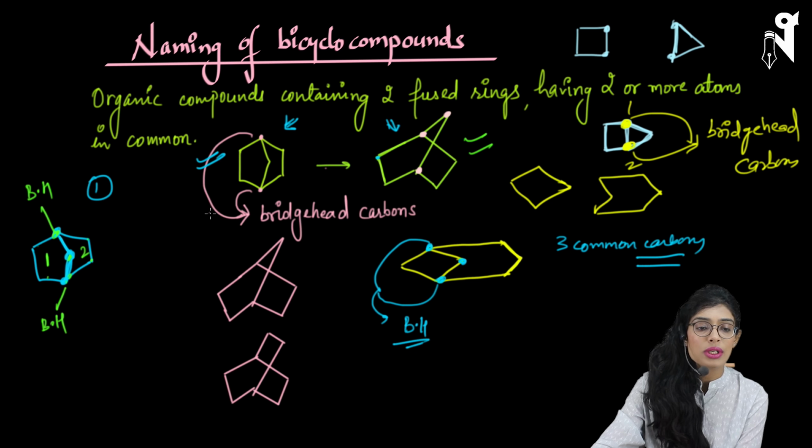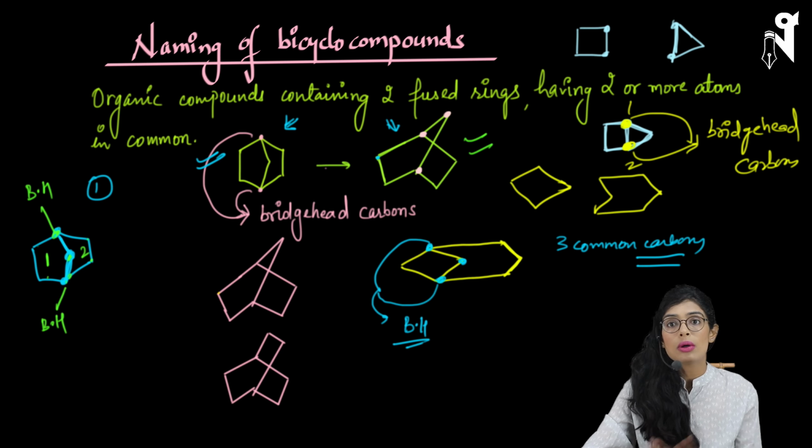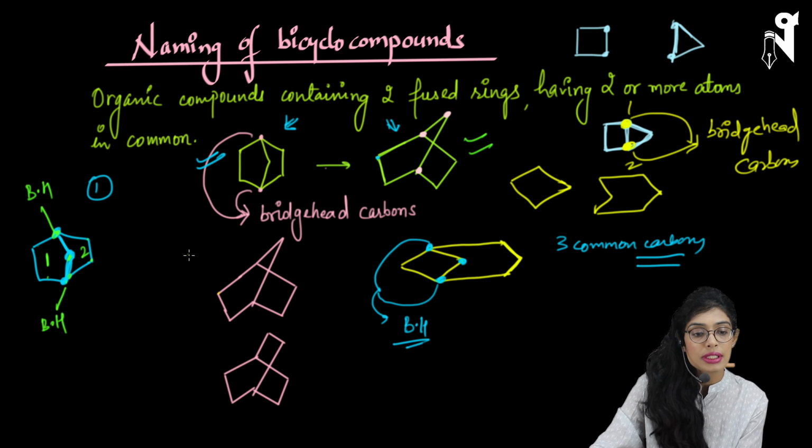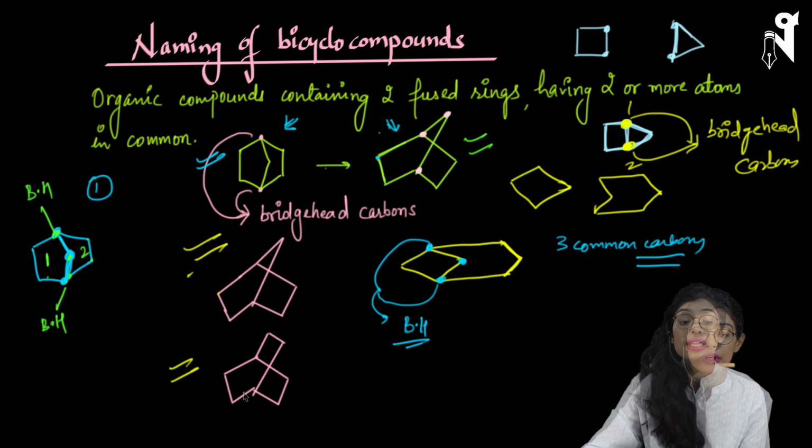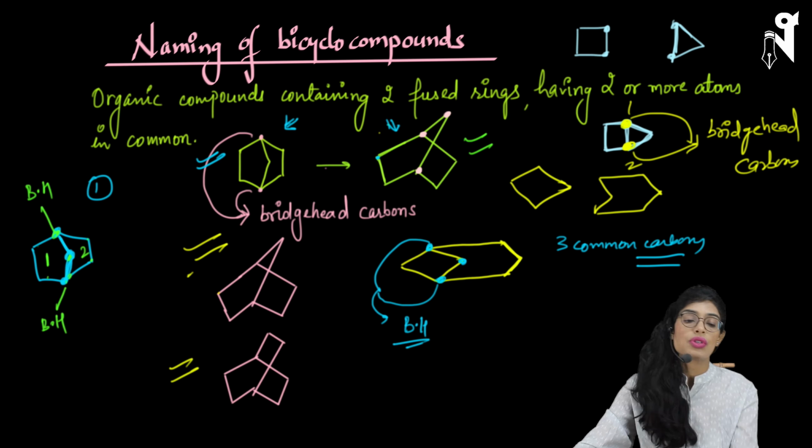So I've told you what a bridgehead carbon is. Now I'm showing you a different type of 3D representation. Let's talk about the next example where 3D visualization is required. This one we have already discussed. Let's talk about this one. This is another 3D representation. Let's mark which one is ring 1 and which one is ring 2.